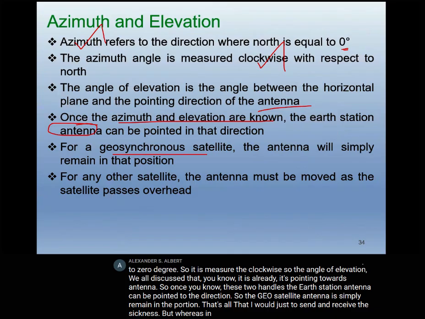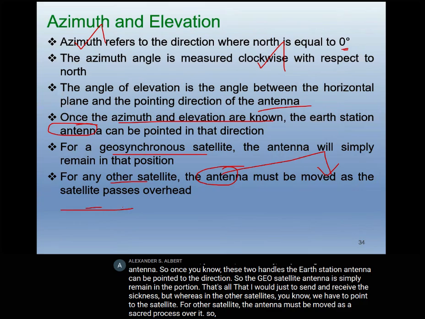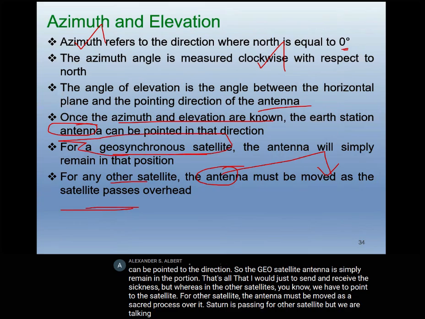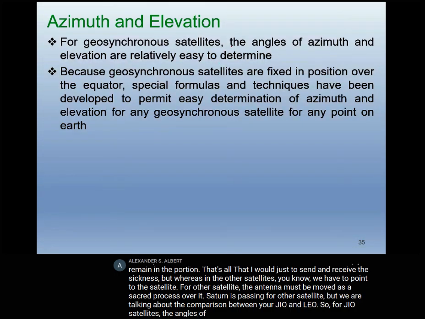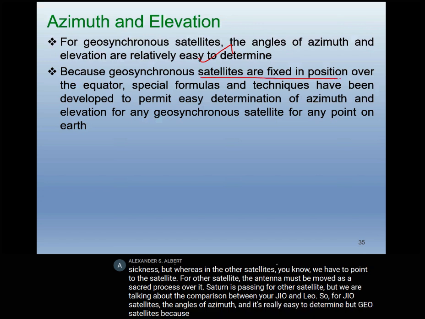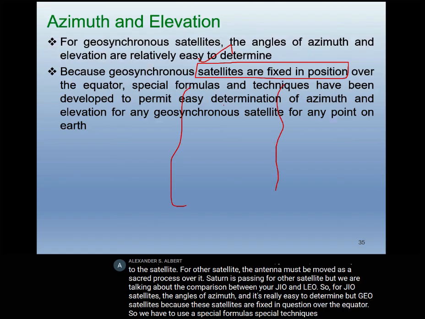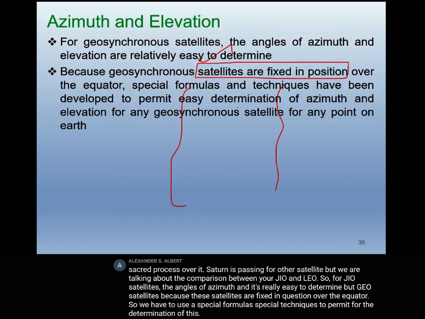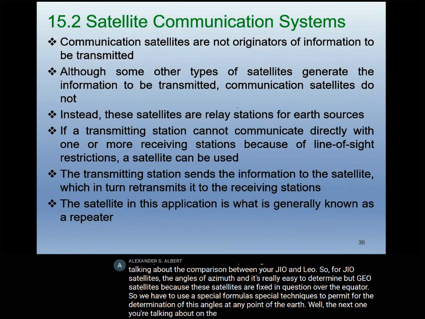Whereas for other satellites, the antenna must be moved as the satellite passes over it. But we are talking about the comparison between GEO and LEO. For GEO satellites, the angles of azimuth and elevation are relatively easy to determine, because these satellites are fixed in position over the equator. So we have to use special formulas and special techniques to permit the determination of these angles at any point on the Earth.